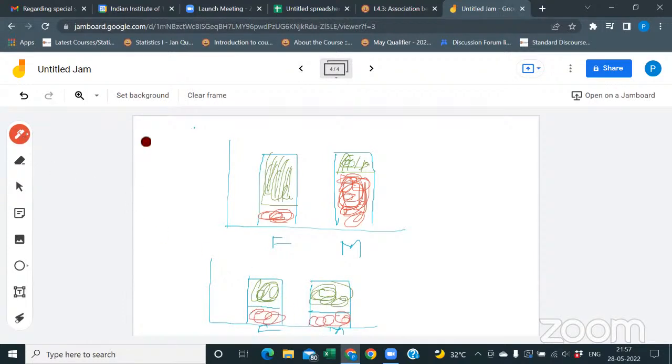So in which graph will you say gender is associated with the ownership of phone? In the first one or second one? Sir, I know it's the first one, but I don't understand why. See.